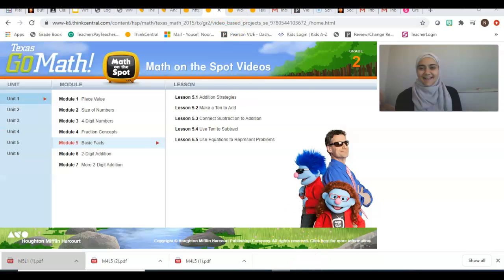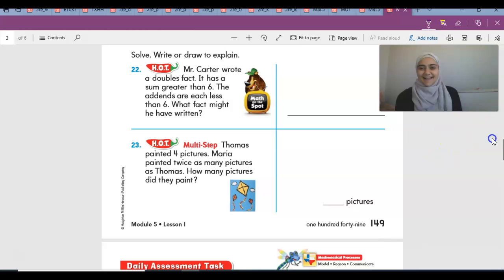Moving on. All right, so let's do this problem together, and then I'll let you go and do the rest on your own. All right, Mr. Carter, make sure, whenever you do a problem, you have to show your strategy. It's a word problem, okay? Let's read it. Mr. Carter wrote doubles facts. It has a sum greater than 6. That means what those two numbers equal is going to be bigger or greater than 6. The add-ins, that means the two numbers you're adding, are each less than 6. So the add-ins are less than 6. What might he have written?